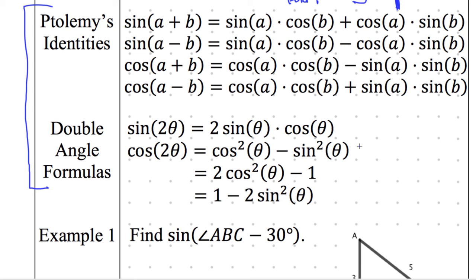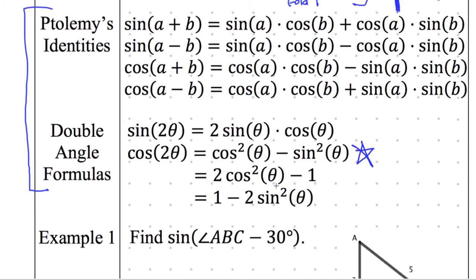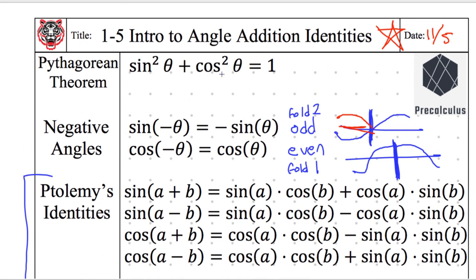My favorite one is this one right here. You can choose any of these 3 for cosine. All of these 3 are the same rule. Why is that my favorite? Because it is a direct translation of sine squared and cosine squared right here.